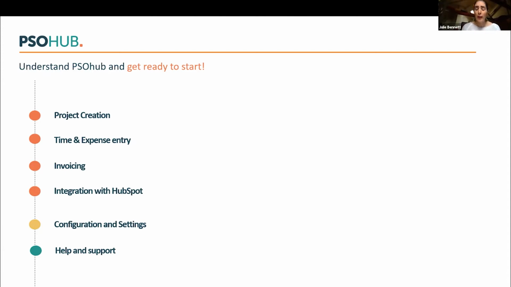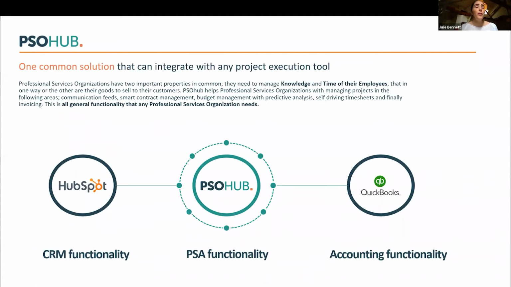But before we go into the solution, I do want to do a quick review of the vision and concept behind PSOhub. It is a professional services automation solution, what you call a PSA solution, and it basically helps you manage your projects. You get to work with smart contracts, with budget, with predictive analysis. You book time and expenses, but with self-driving functionalities. And you also get to create invoices that can be generated automatically, but also posted directly into your financial backend solutions. At this moment, we integrate with QuickBooks, Exact, and Moneybird.